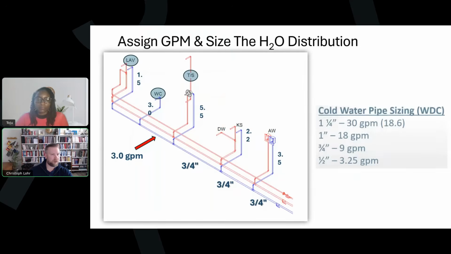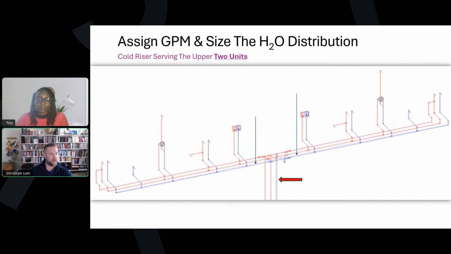3 GPM is less than that 3.25 GPM, so we have a 1/2 inch. Now, the last fixture is served off the fixture branch, so we have that covered via Appendix A. Let's start doing multiple units within the system.